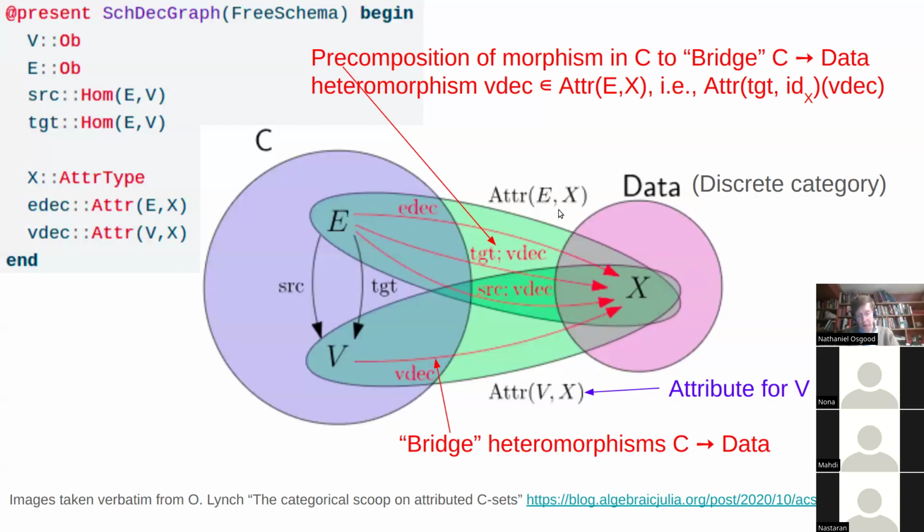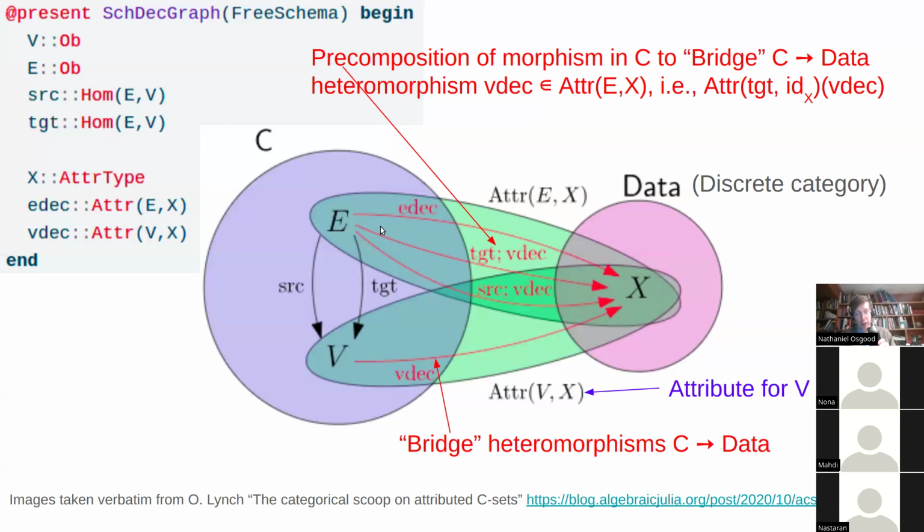Remember, a profunctor is a functor from C-op, the objects of C-op are just the objects of C, cross D. The objects of D here is data, so this is an object from D, to set. So there's a set of these things which are shown in this kind of evocative ellipse. And there's a similar one from V to X, right?